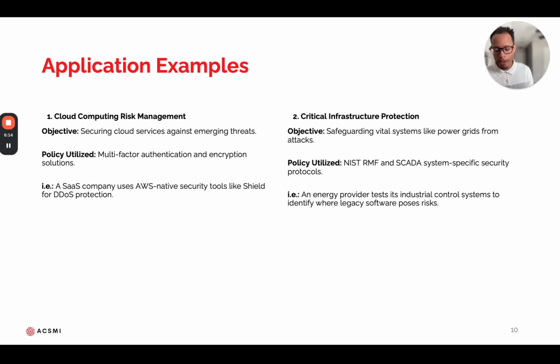But an example here: think about cloud computing risk management. You want to secure the cloud services against emerging threats. Well, the policy that's going to be utilized is multi-factor authentication and encryption. An example of this is a SaaS company. They're going to use an AWS native security tool like Shield for DDoS protection. It's going to protect what? The availability. Absolutely. So these are just other ways that you can look at implementing real-world application.